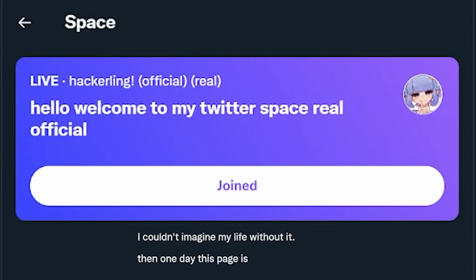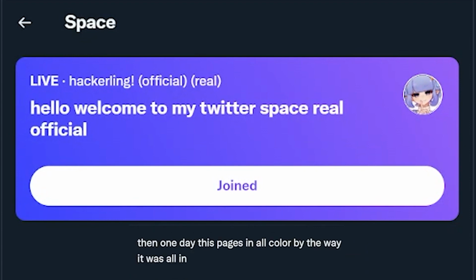Then one day, this page is in all color, by the way. It was all in minimal color before.